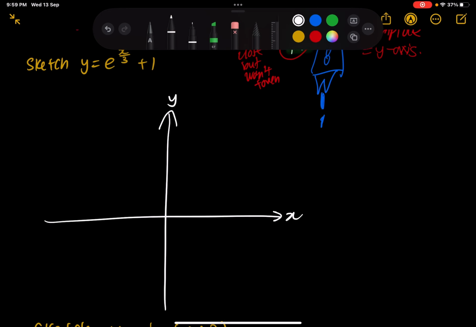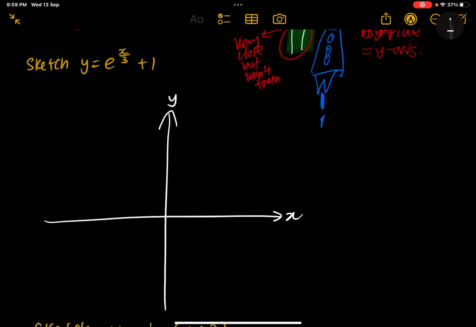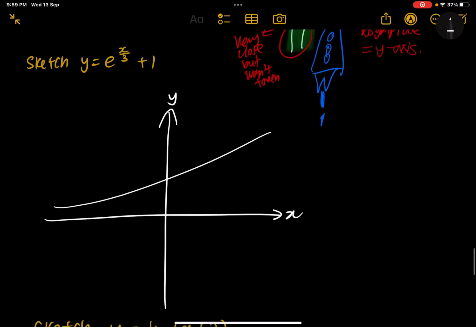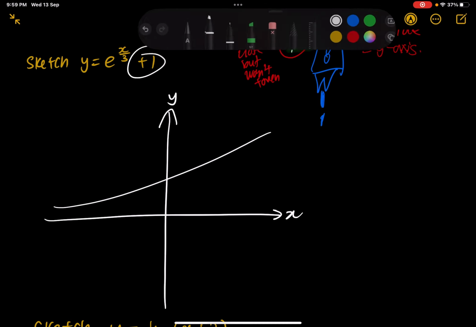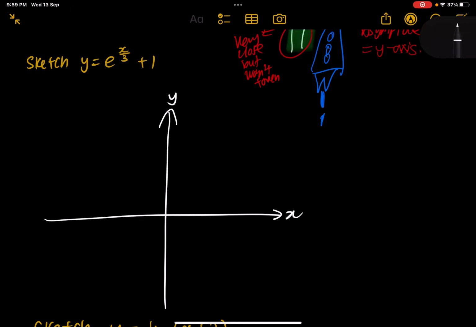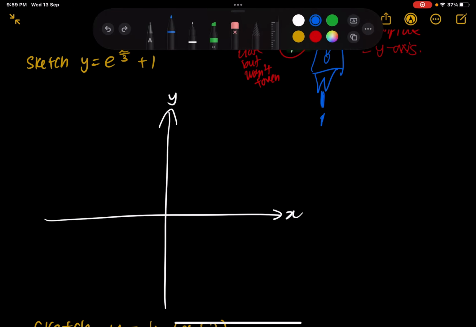So you have this already, right? y equals e to the power of x over 3, plus 1. The first thing I want to do, because they need the asymptote also, is I know that e to the power of x over 3 goes like that, up one. But if it's plus 1, we shift the entire graph up by 1 unit, so it will be like that. If you shift it up by 1, it will cut at 2.